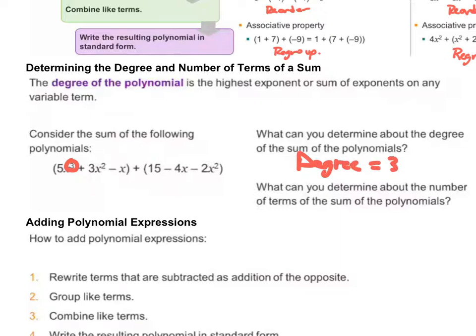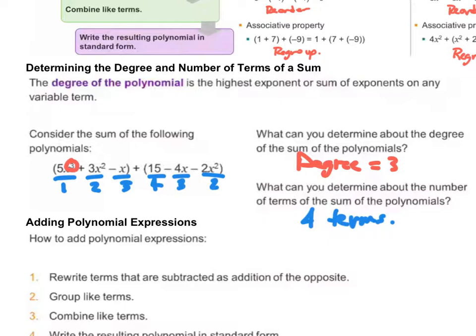And what can I determine about the number of terms of the sum of the polynomials? I'm going to have one term with a cube. Once I combine these, I'm going to have a term with an x squared, so that's my second term. I have a third term that just contains an x, and then I have a fourth term that's just a constant. So I'm going to have 4 terms in this polynomial, okay?